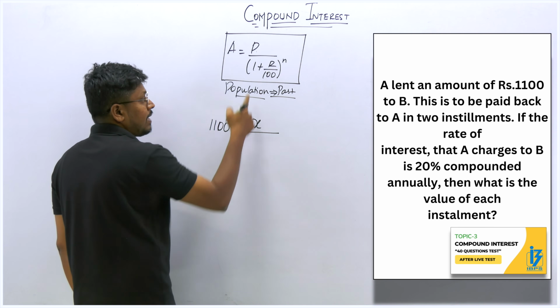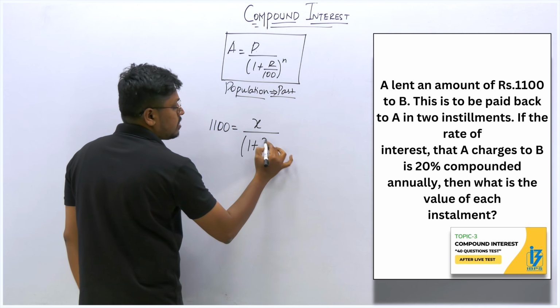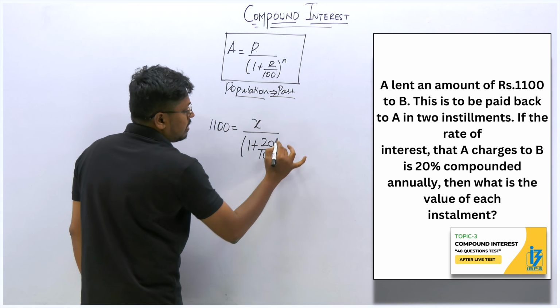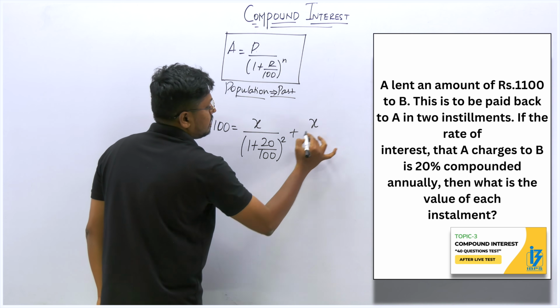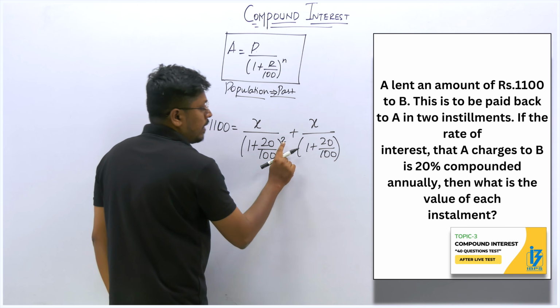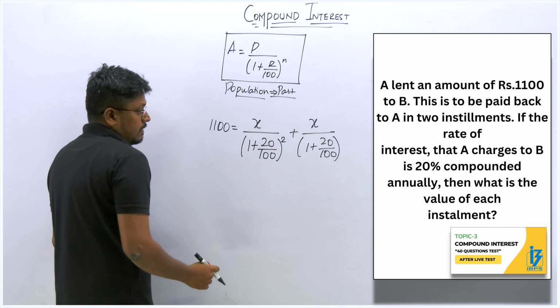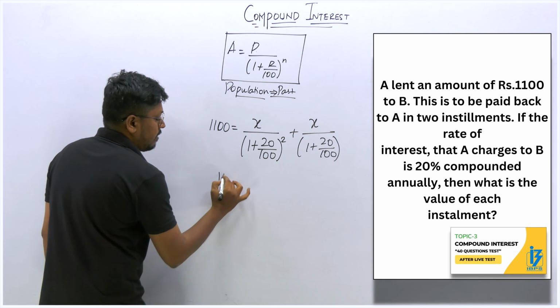So the first installment is X divided by 1 plus R by 100. What is the rate of interest? 20. So 20 by 100, squared. Similarly, the second installment is X divided by 1 plus 20 by 100 alone. Why? Because there are 2 installments, second installment, first installment, right? So now we have to cancel and find the value.